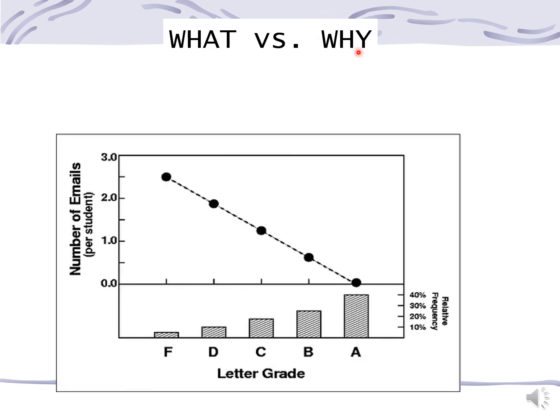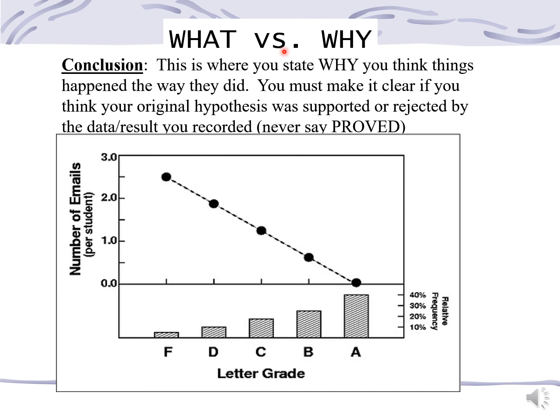So let's deal with the why now. Again, the why comes from the conclusion portion of your experiments. Why do you think things were happening the way they did? You must make it clear, however, if you think your original hypothesis was either supported or rejected by the data. Never say the word proved. Now, don't trust any scientist who says something has been proven with just one experiment. It's very hard to say something is proven.